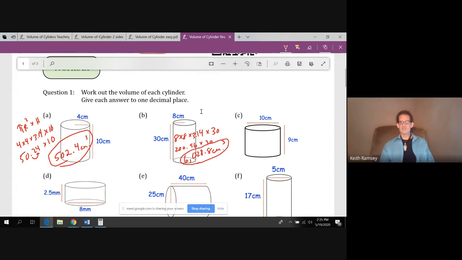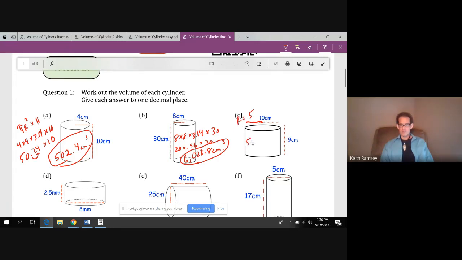Okay, let's look at C. Notice on this question, they're giving you the distance all the way across. You don't want that. That's the diameter. You want halfway across, which is the radius. So I know half of 10 is going to be 5 for the radius.